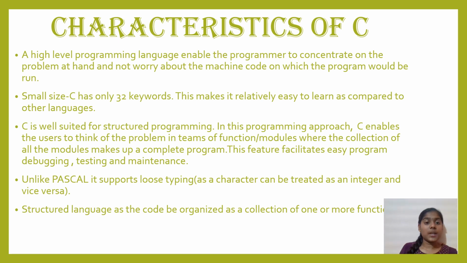The next topic is characteristics of C. A high-level programming language enables the programmer to concentrate on the problem at hand and not worry about the machine code on which the program would be run. Small size. C has only 32 keywords. This makes it really easy to learn as compared to other languages.